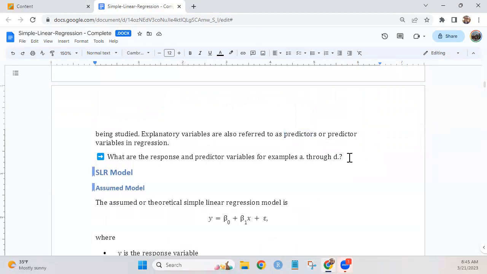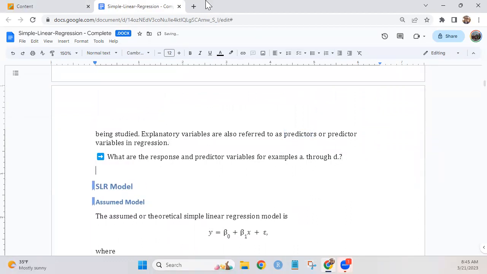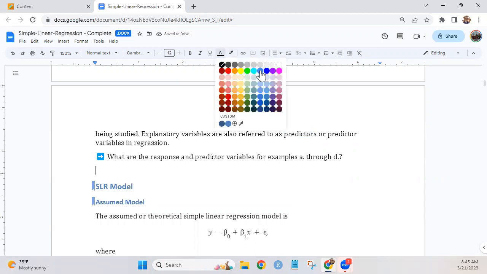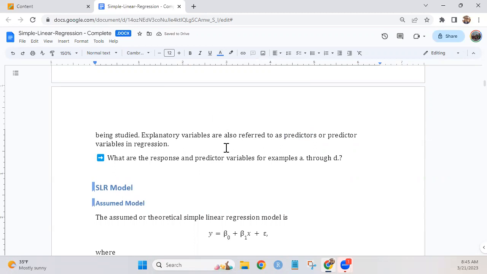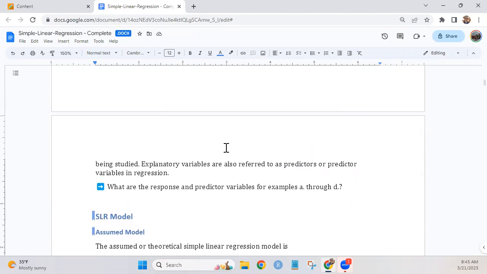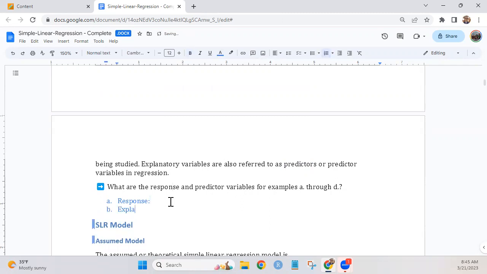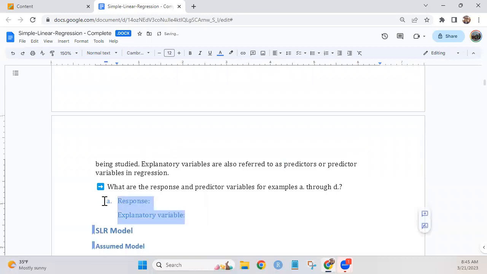So let's start. This is a longer activity. I don't think we'll finish it today, but we're going to see how far we can get. So looking at these examples up here, you can say what each of the response and explanatory variables are.